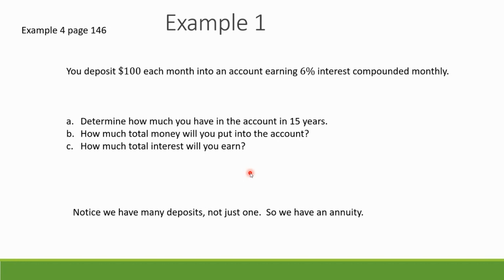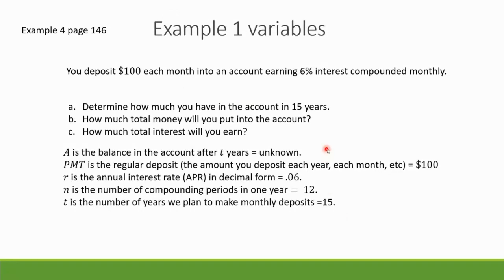And since we have many deposits, right, we're putting money in each month, because of that, we have an annuity. Of course, if we're going to use the formula, then I'll show you how to use the TVM solver. So here, the amount is what we're looking for. That's unknown. We're trying to figure out how much is in the account later on. The PMT is our regular deposit, how much is going into the account each month in this case. That's $100.